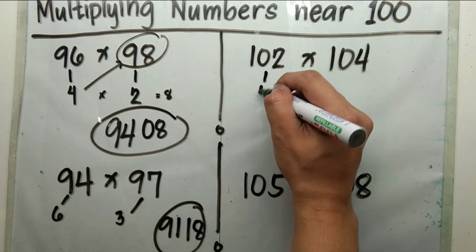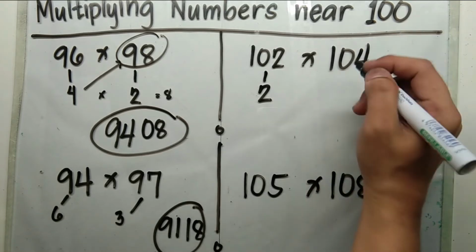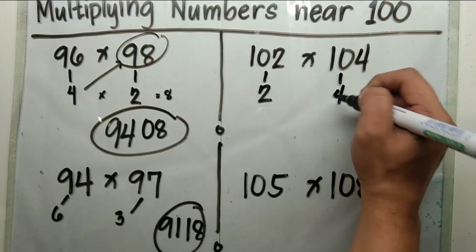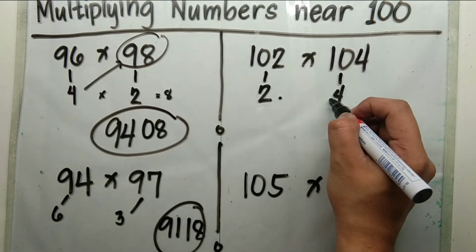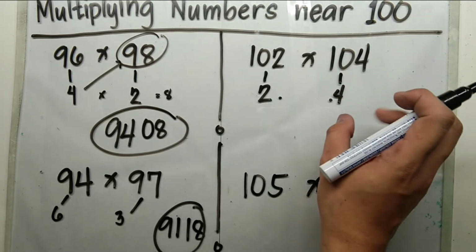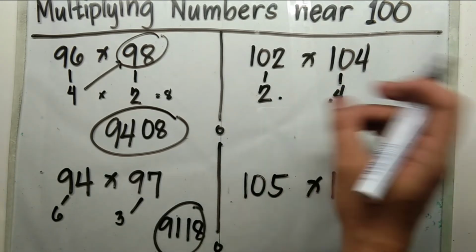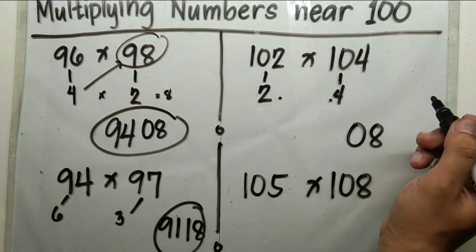Now on the next two examples, you will still get the difference between 102 and 100. So that's a difference of 2. 104 and 100, which is 4. You will also multiply the differences. 2 times 4, that's 8. It will serve as the tens and units digits in our answer, or in our product later. So you write 08.